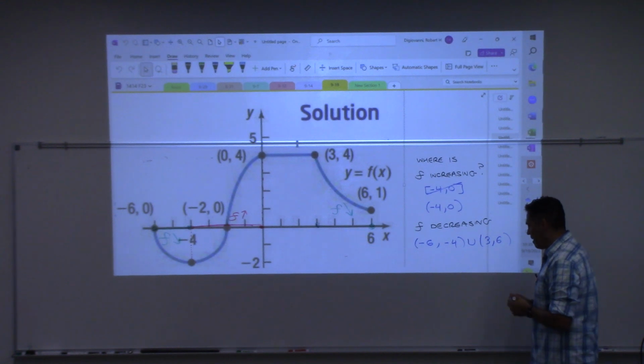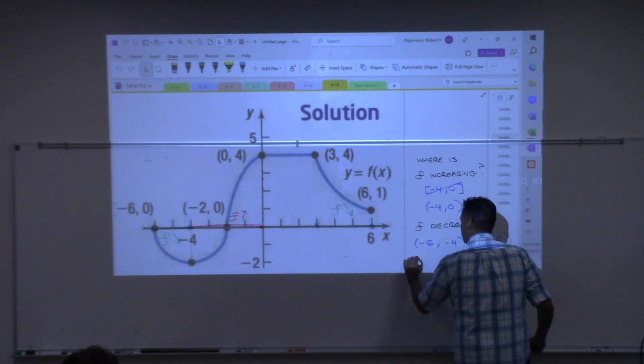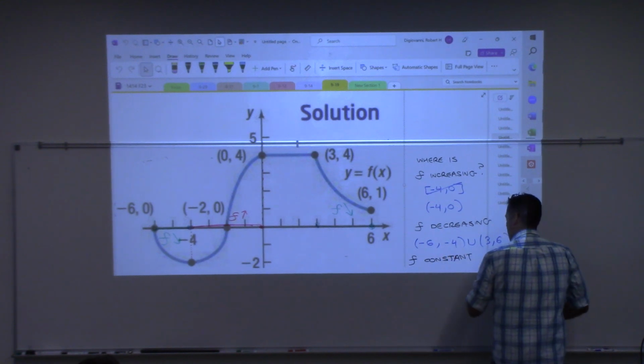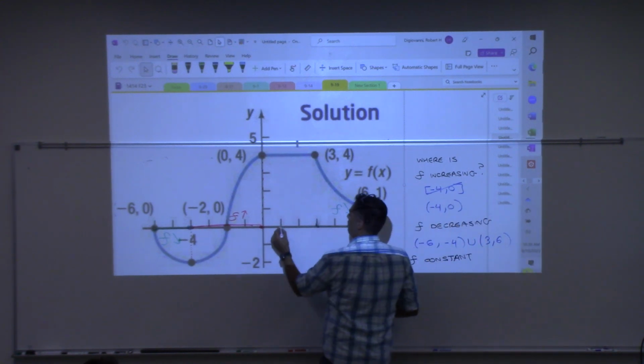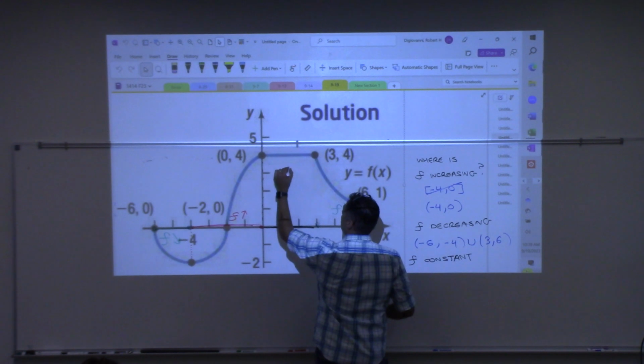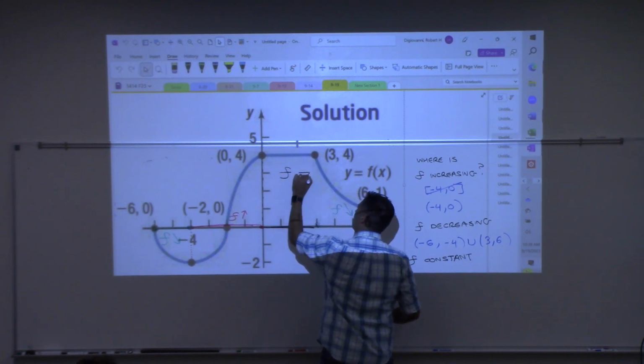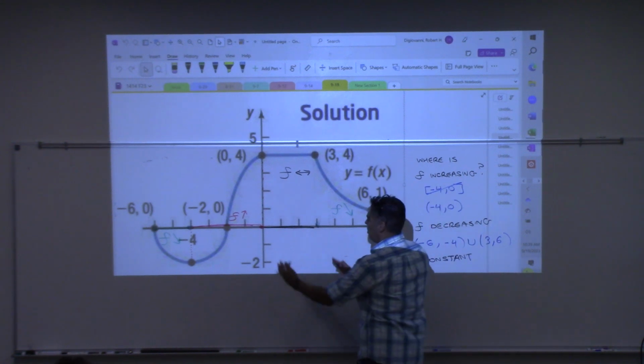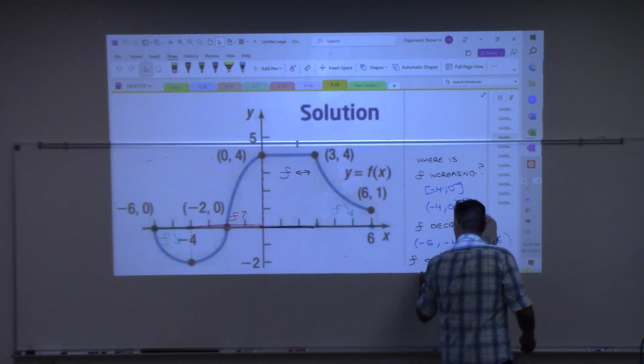Okay. Last thing, where's f constant? Between 0 and 3. That would be right in here, from here to here. How do I show constant? I just do a flat line like that. F is constant between 0 and 3.